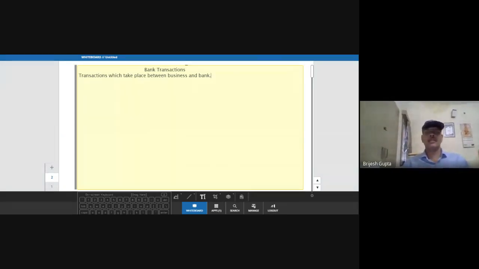These transactions are called bank transactions. So in these transactions, there are two parties. One is the bank and second is the business. So there are two parties: number one, bank and business.